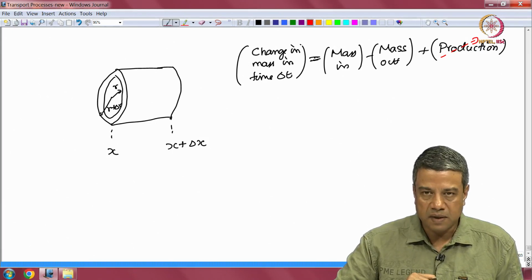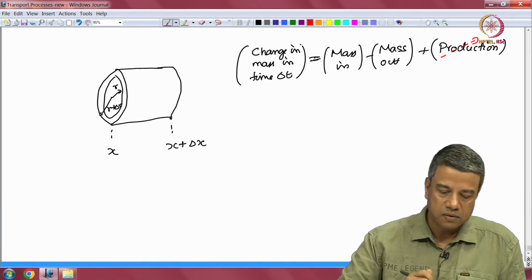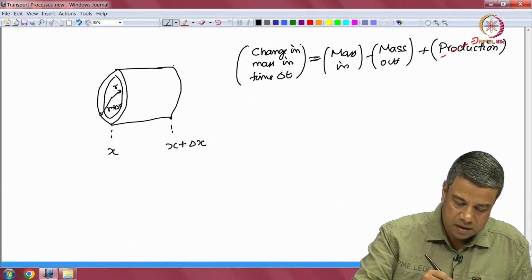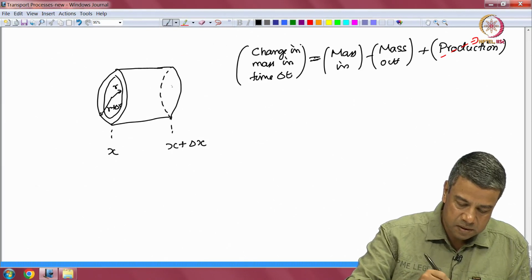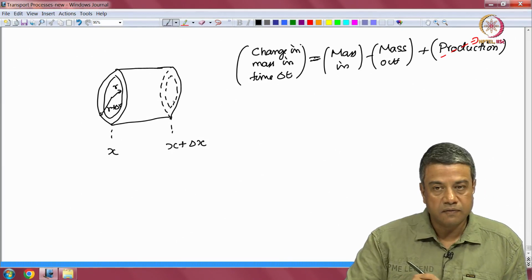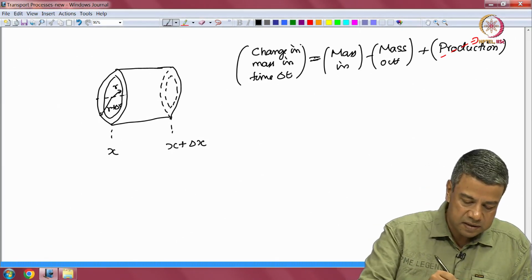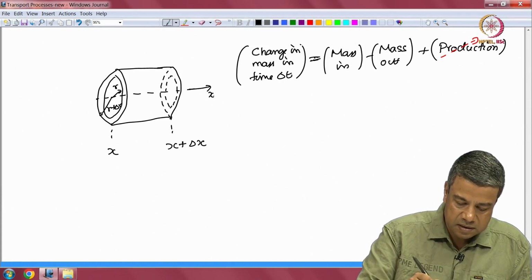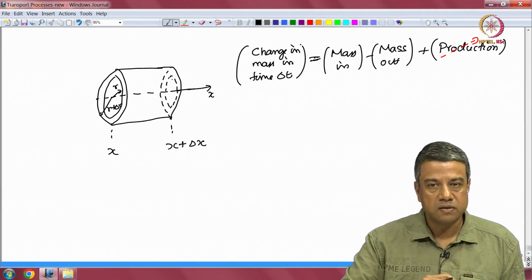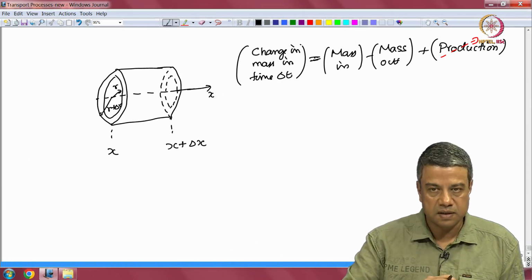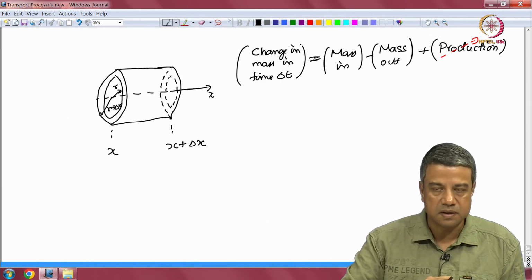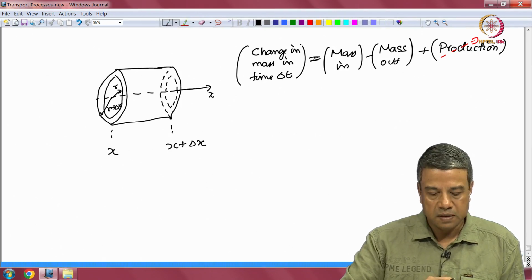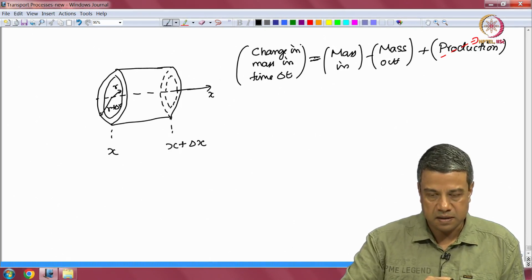And then the mass in and the mass out is due to the fluid velocity. Fluid velocity is only along the axis, in the x direction. There is no velocity perpendicular to the cylindrical surfaces. So, this is a unidirectional flow. The velocity is only in the x direction.